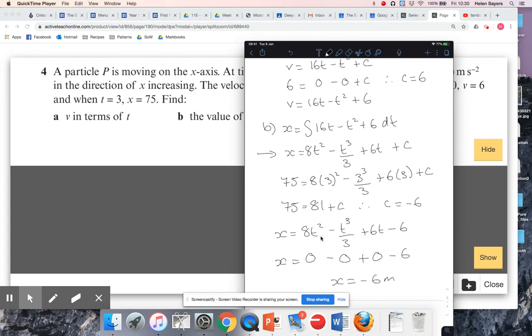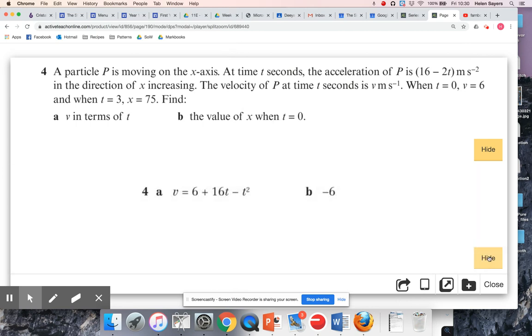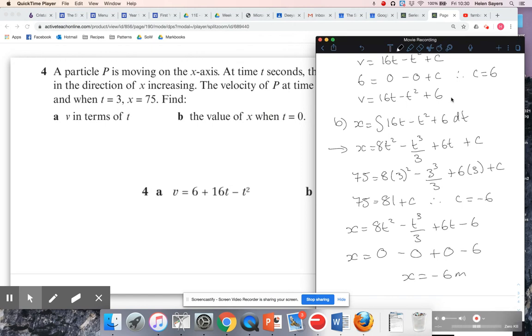So x is going to be minus 6. Okay, just check our answers. Yeah, so they've just rearranged that slightly. I don't really know why they've rearranged it like that. I think we're good.